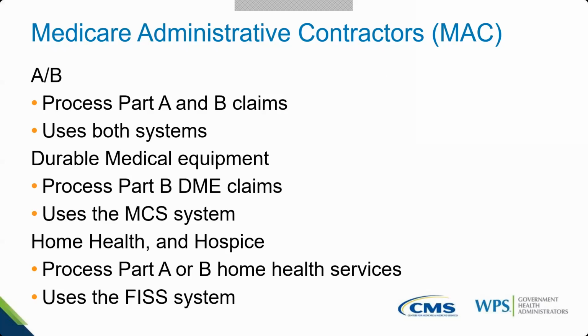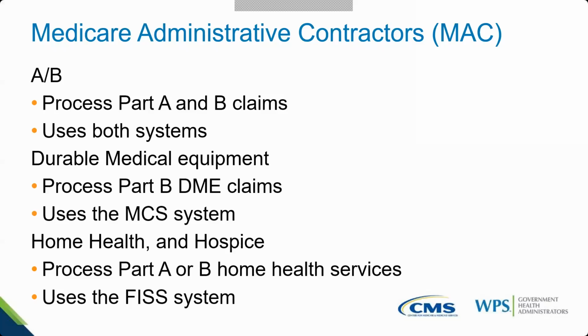And I'll explain that in just a moment. Using the FIS system, or that UB04/837I system. Some people said, and one of the questions that came in is, a Part B benefit is home services. And then what's the difference between a home service and a home health service? A home service is something simply done in the patient's home. It is not under a home health plan of care.